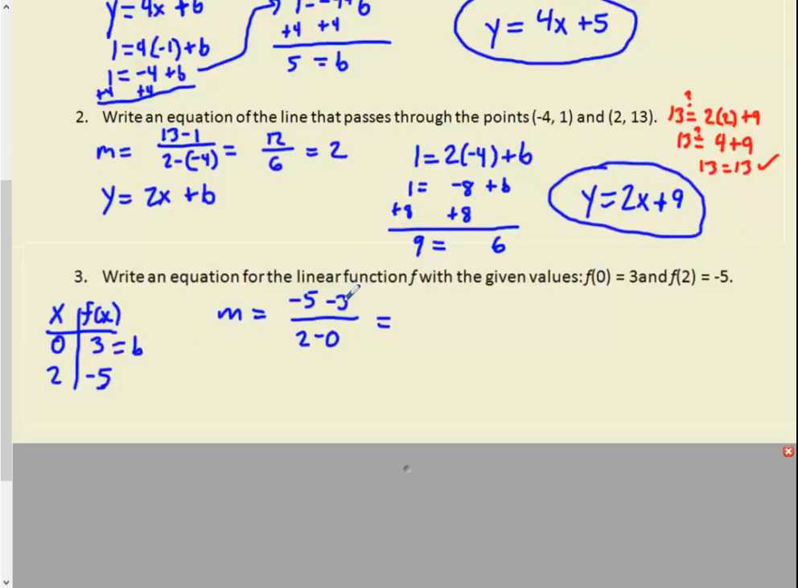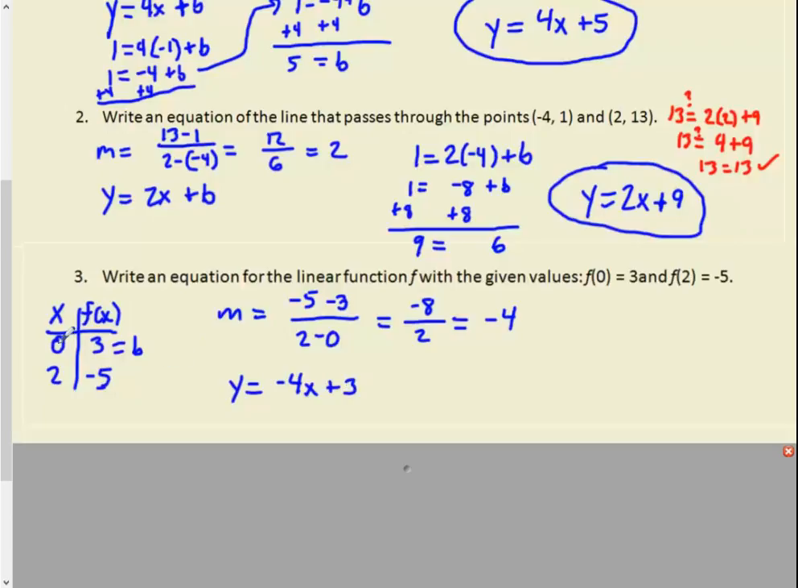Negative 5 minus 3 means we're getting even more negative, so we have negative 8. 2 minus 0, of course, is 2. Negative 8 divided by 2 is negative 4. And again, because we already have the y-intercept here, we're done. We just write y equals negative 4x plus 3.